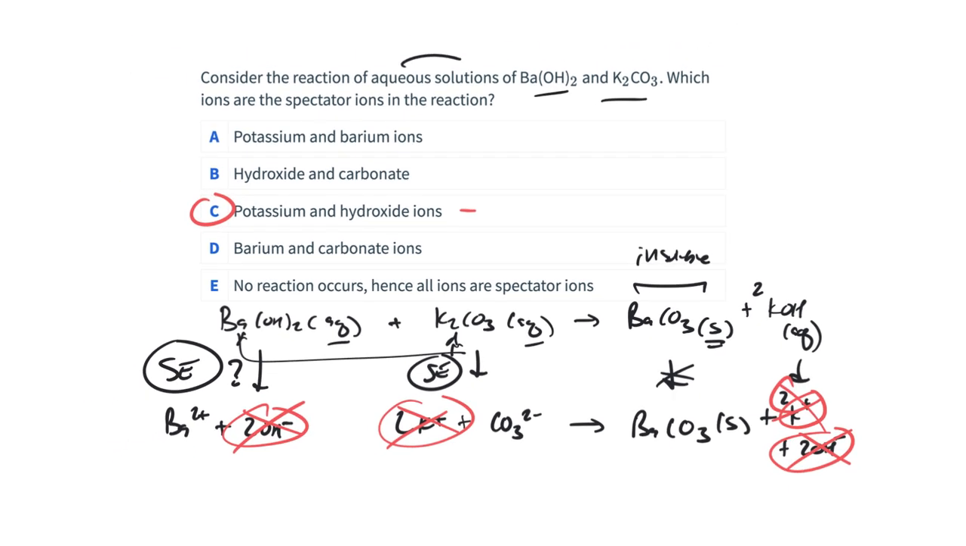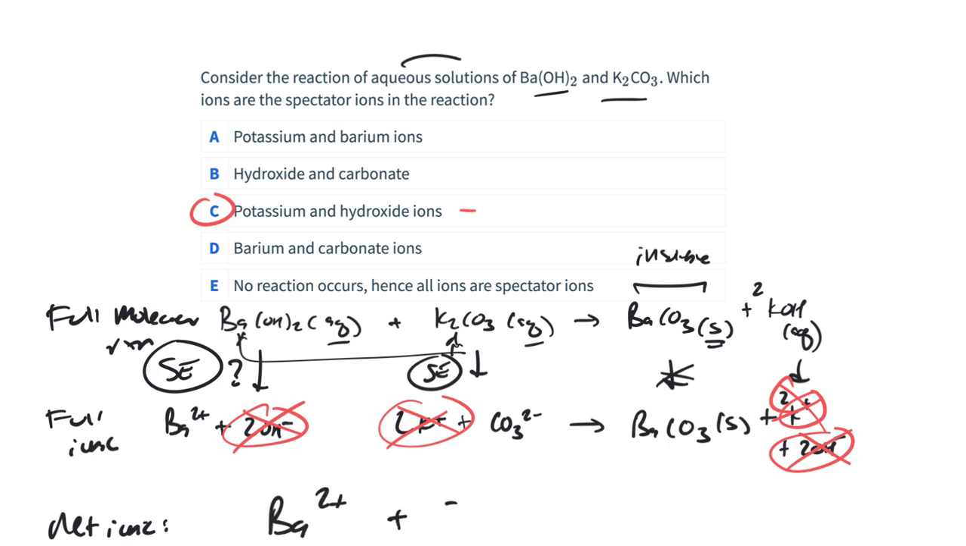So let's identify here. We have the full molecular first. Then we have the full ionic. Then we have the net ionic. The net ionic here being barium 2 plus, carbonate 2 minus. If we want to be technical, we would write AQ.